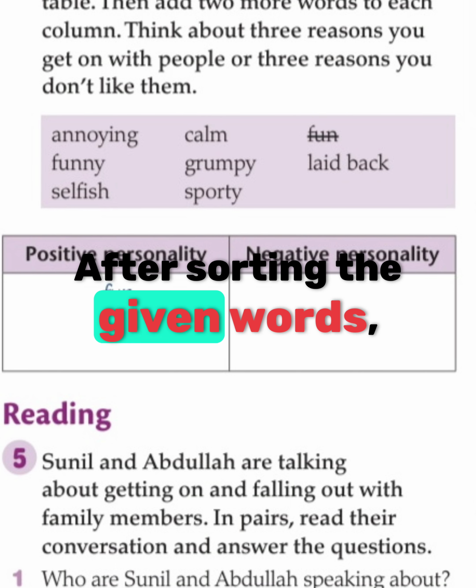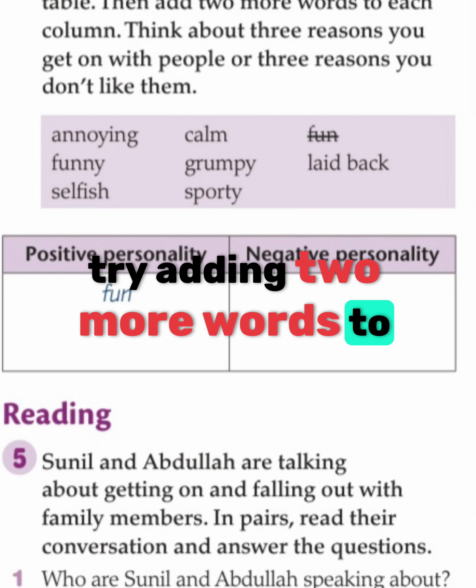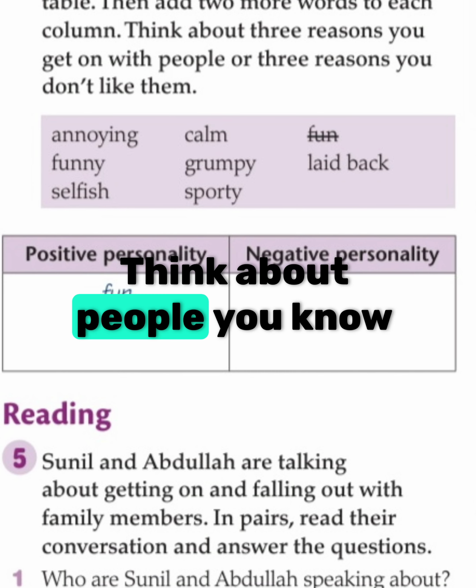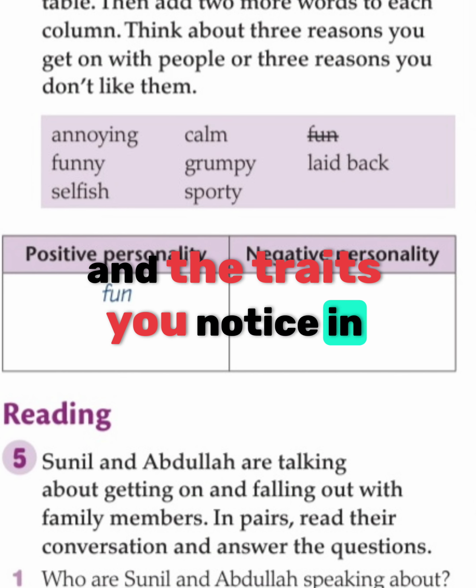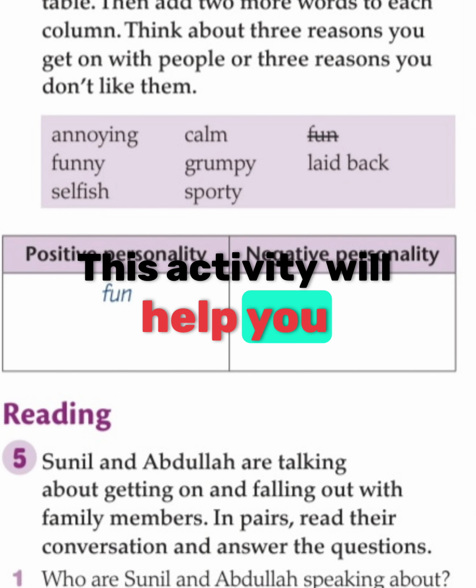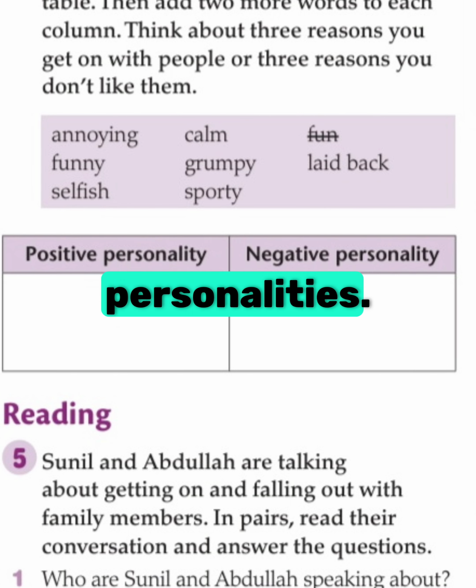After sorting the given words, try adding 2 more words to each column. Think about people you know and the traits you notice in them. This activity will help you understand and describe personalities.